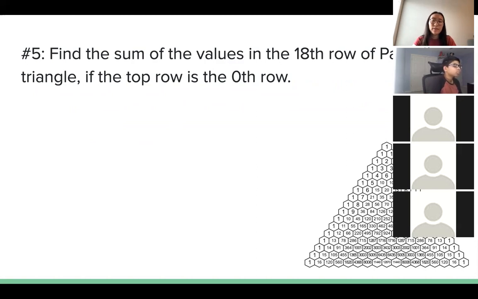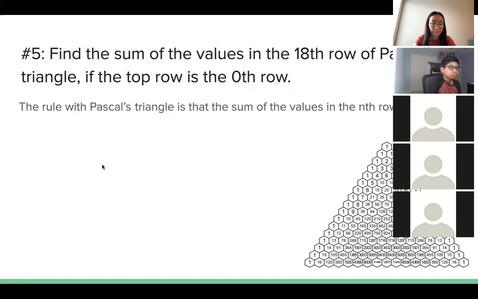Based on the lesson, there was an easy rule for this. The sum of the values of the nth row of Pascal's triangle, when the top row is the 0th row, equals 2 raised to the power of n. You can see it there. So based on that formula, what would our equation be for the 18th row? N equals 18. So we do 2 to the power of 18 to figure it out?